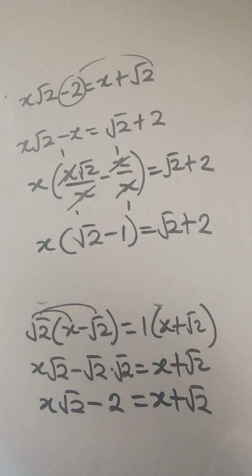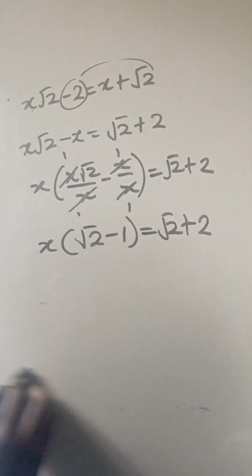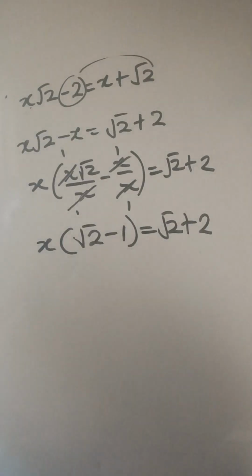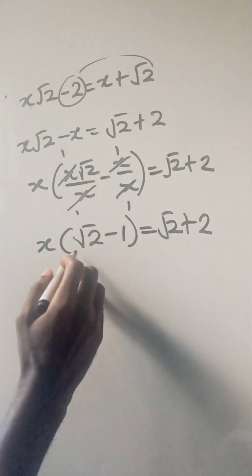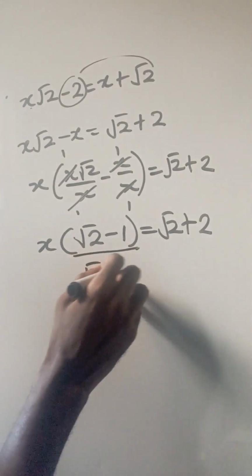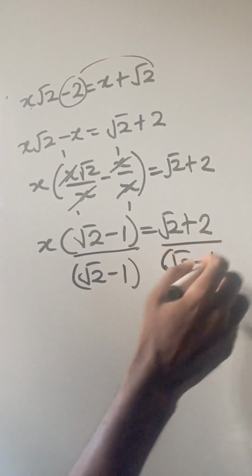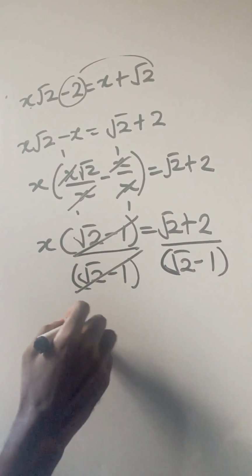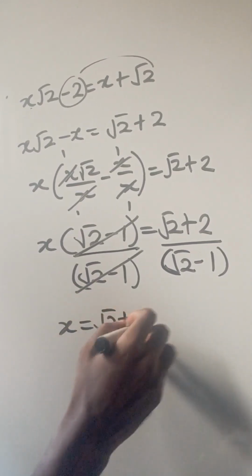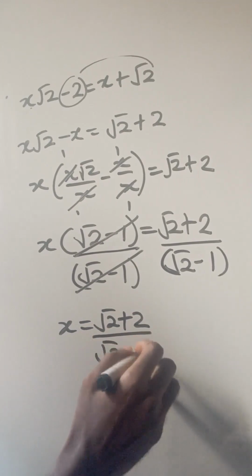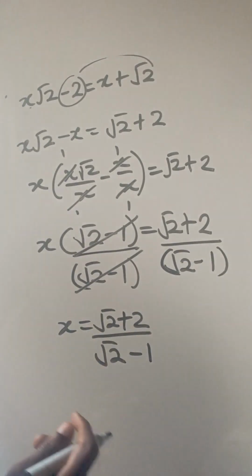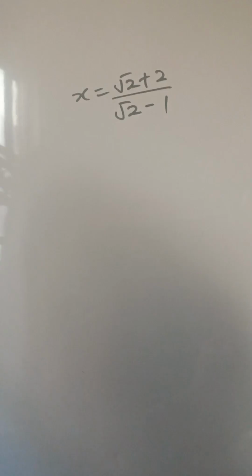So at this point, what do we do? We are going to divide through by what? x root 2 minus 1. We are going to divide through by this. So if I do that, we are left with what? x is equal to root 2 plus 2 divided by root 2 minus 1. But from this point, what do we do? Now we are left with x is equal to root 2 plus 2 divided by root 2 minus 1.